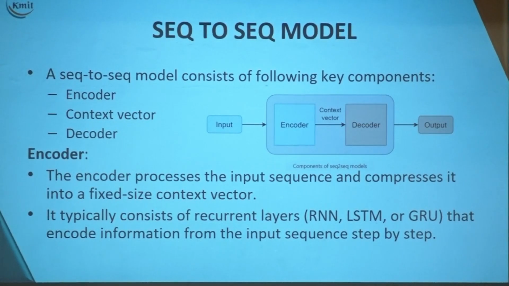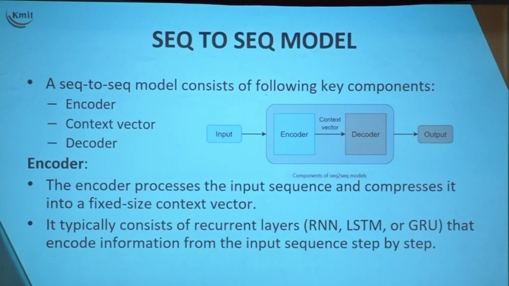Sequence to sequence modeling, again, you have got an encoder and a decoder, both of them. So the encoder will take the input sequence and try to compress it into a fixed size context vector. Basically it will consist of sequential models like RNN, LSTM or GRU only. So when you are preparing the sequence to sequence model, you are again preparing LSTM models only. But what it is doing, it is trying to convert that input sequence into a context vector.